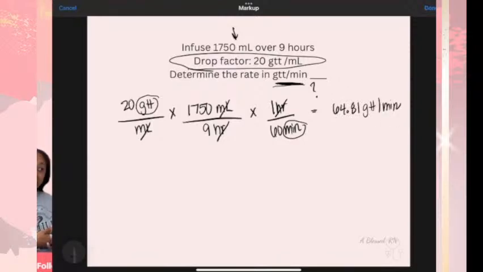But you cannot give 0.81 of a drop. You either got a drop or you don't got a drop. So you're going to have to round up, right? So what are we going to round this up to? 65 drops per minute. You got it, hospice nurse Sandy.